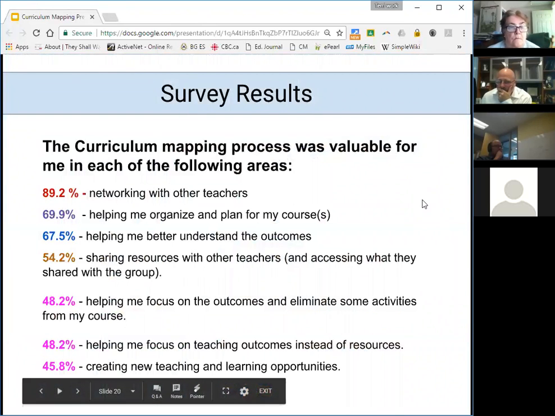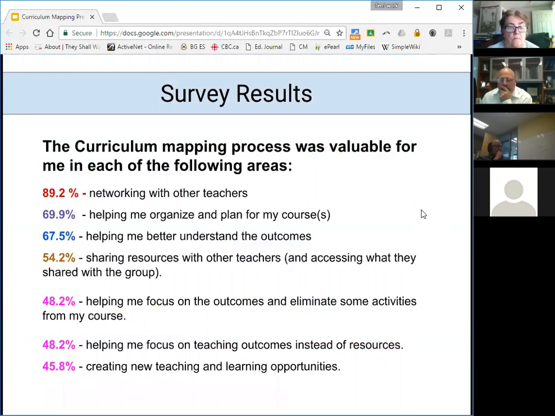We gave them a survey to say what was the value of curriculum mapping, and I'm not going to read that to you, but obviously networking with other teachers was at the top of the list. Then everything else was really talking about making sure that instruction was better for our students.